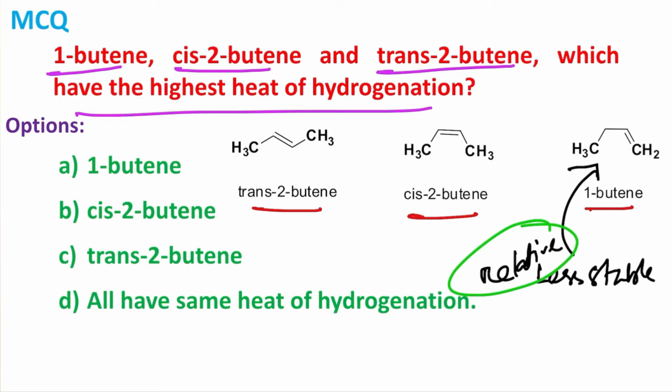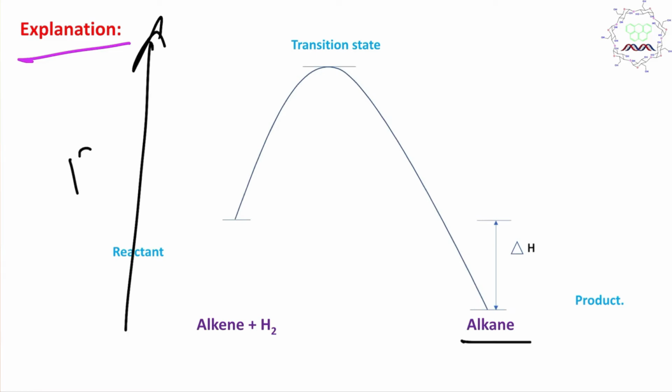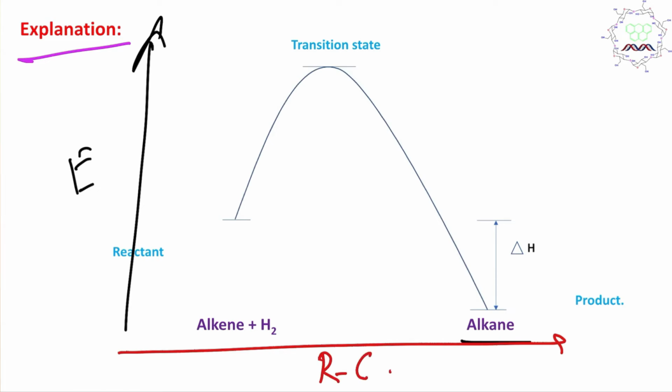Now another thing, in this case this is least stable. Now if I compare trans versus cis-2-butene, which is more stable? Obviously trans. So this you need to keep in mind. Now please check the explanation. This is the energy, and this side is the reaction coordinate, RC. So here all the alkenes.